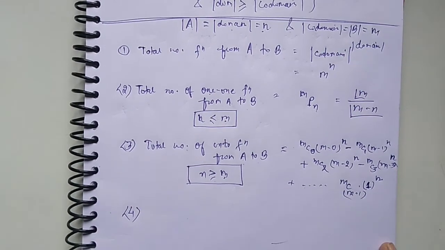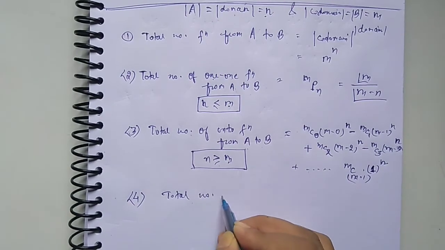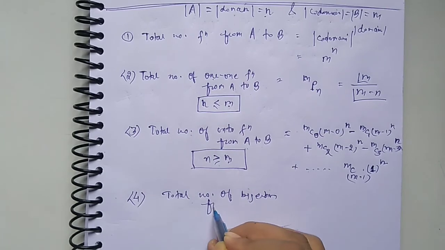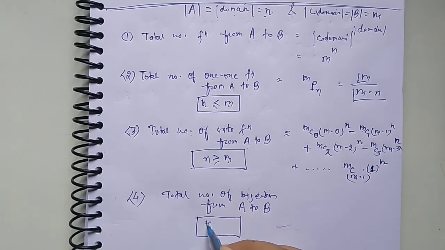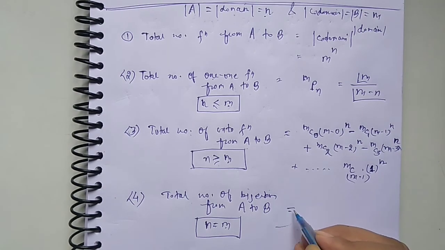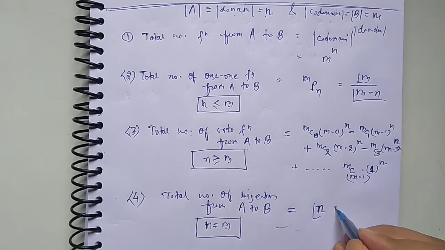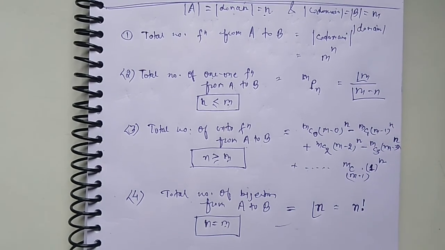And in number 4, the total number of bijections from A to B. The necessary condition is that the cardinality of the domain and codomain should be equal. That means here n is equal to m. Then the total number of bijections from A to B will be equal to factorial of n. It can be represented by this symbol also, factorial of n. So that's it for today. Thank you for watching.